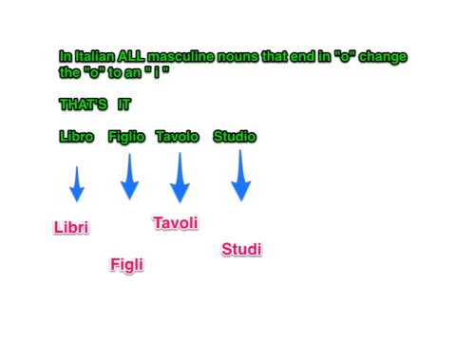Now, although in Italian it might seem complicated, the rules for changing nouns from the singular to the plural in Italian are quite simple. In Italian, all masculine nouns that end in O change the O to an I. That's it. Libro becomes libri. Figlio becomes figli. Tavolo becomes tavoli. And studio becomes studi. You'll also notice that if there was already an I there, instead of adding an extra I, you just get rid of the O.